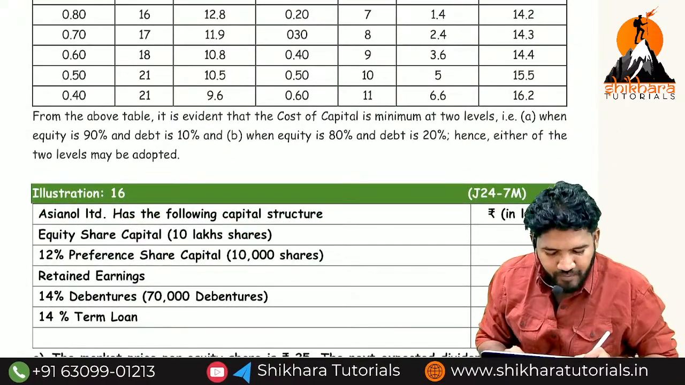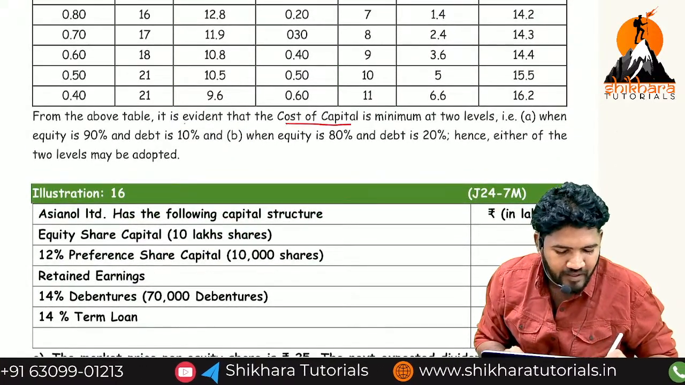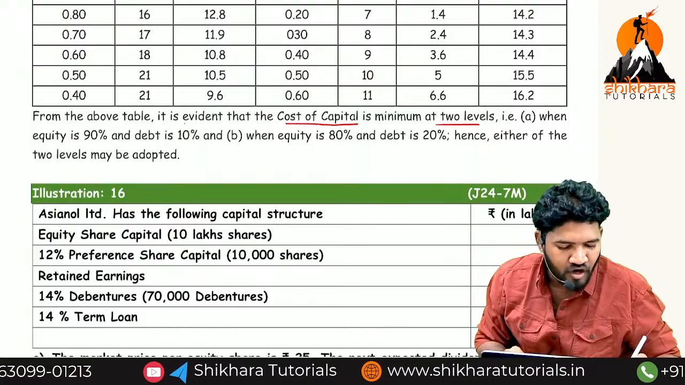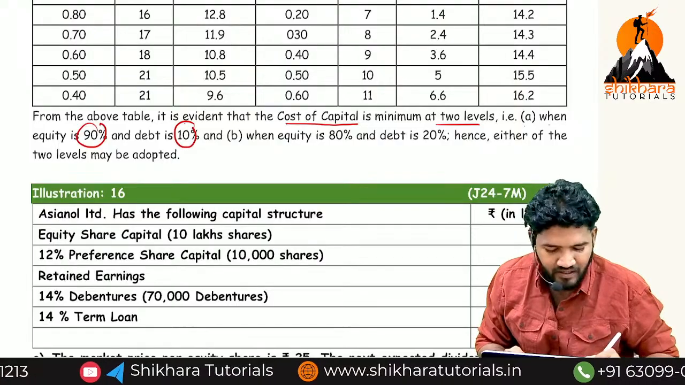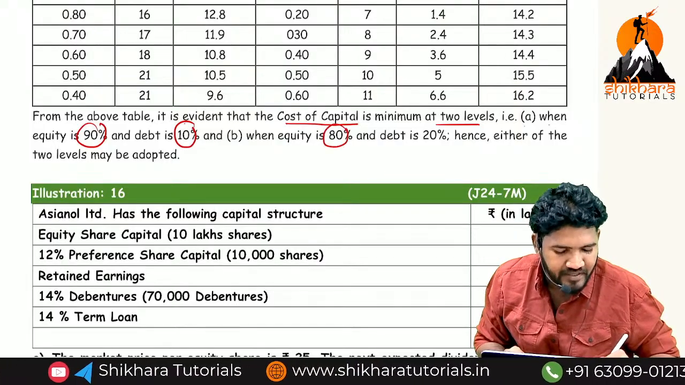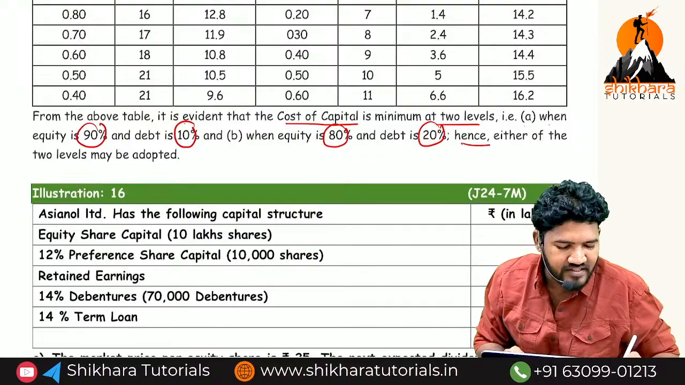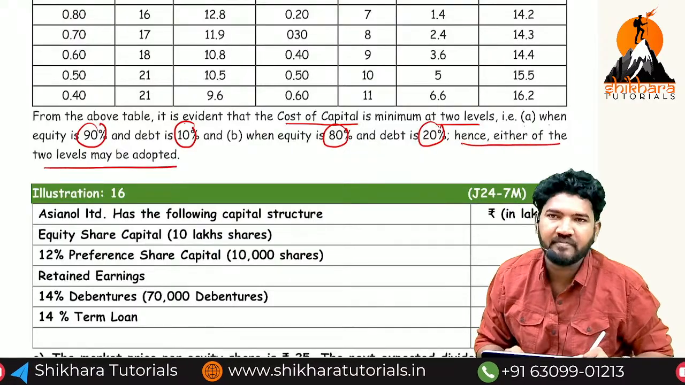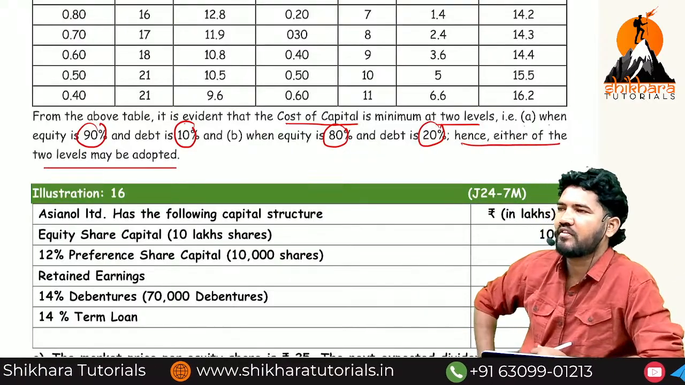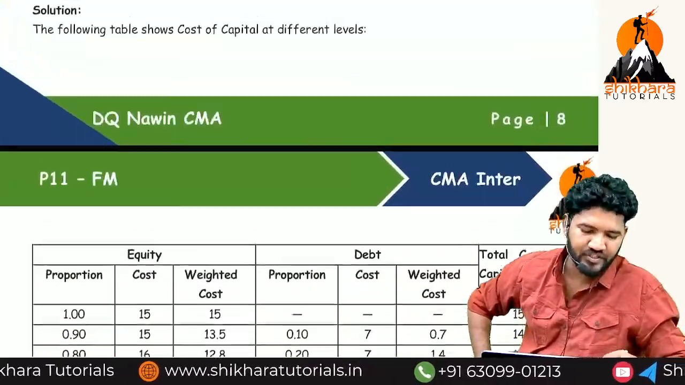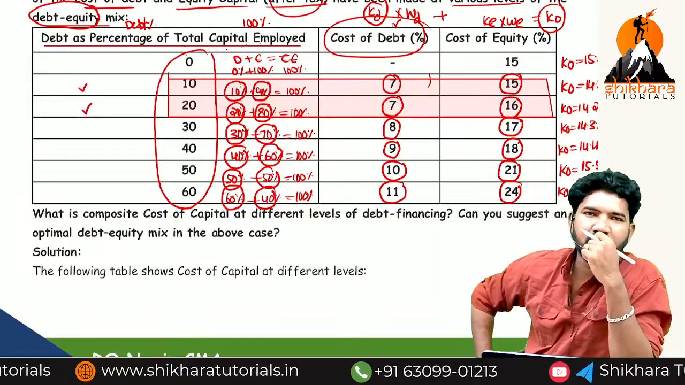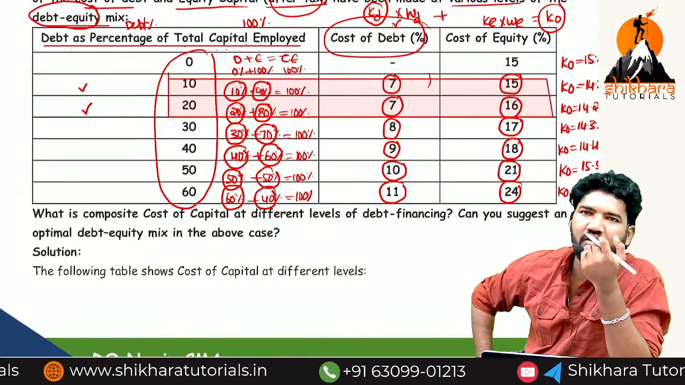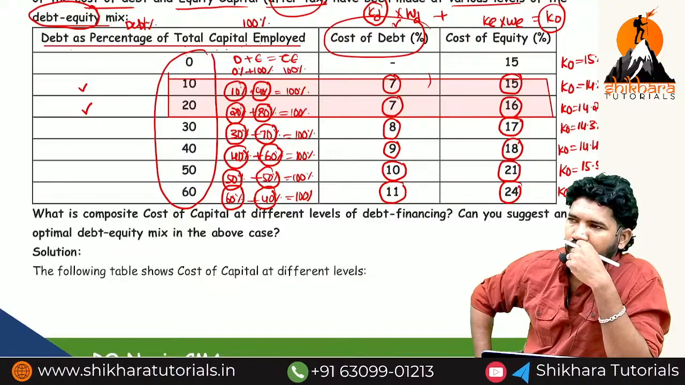From the above table, it is evident that cost of capital is minimum at 2 levels. Option A, when equity is 90%, debt is 10%. Option B, when equity is 80%, debt is 20%. Hence, either of the 2 levels may be chosen. For this, we have to do presentation. With the calculator also we can do, but that will not give marks.